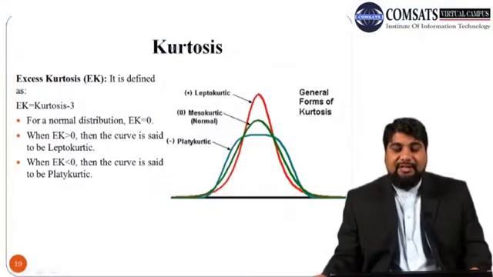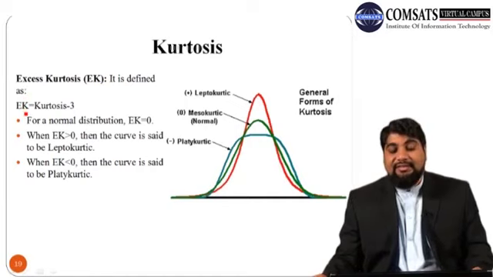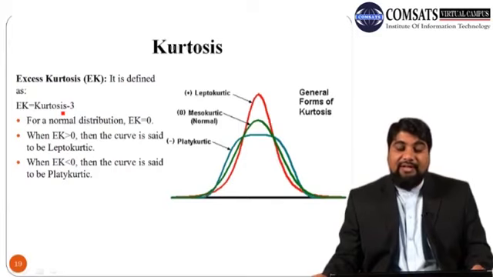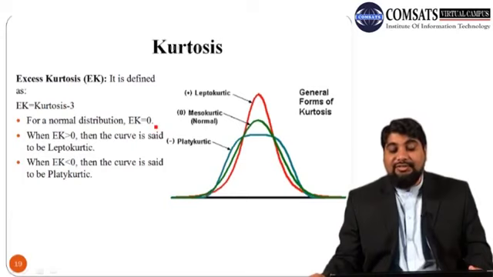Now we discuss another important concept related to kurtosis, which is the excess kurtosis. We can use EK to denote excess kurtosis, E for excess, K for kurtosis, and it is defined as the kurtosis minus 3. We know that for normal distribution the value of kurtosis is 3, so that is why the new definition, excess kurtosis, is kurtosis minus 3. So for normal distribution, excess kurtosis is 3 minus 3, so the value of excess kurtosis is 0.